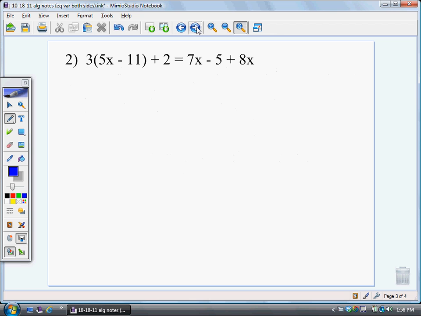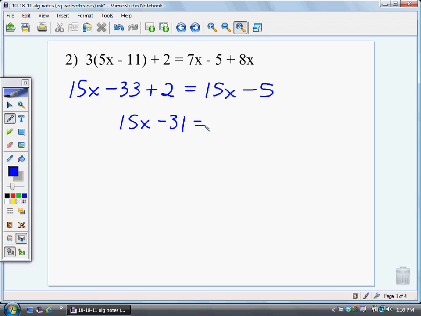So the first step, again, you got to simplify. So on this one, we're going to distribute 15x minus 33 plus 2. And 7x and 8x make 15x, and I have 15x minus 5. And I need to combine here. My negative 33 plus 2 would be negative 31. And that's 15x minus 5.